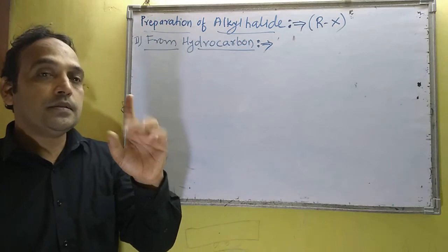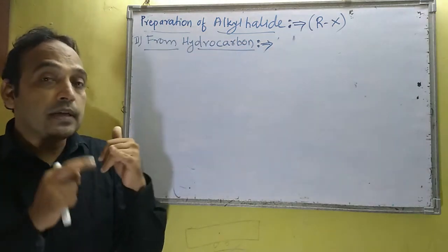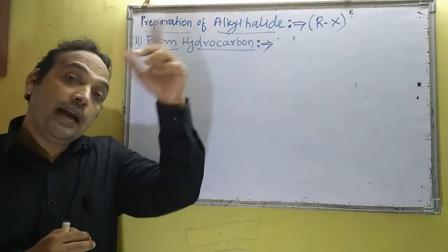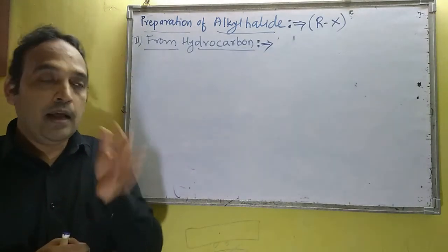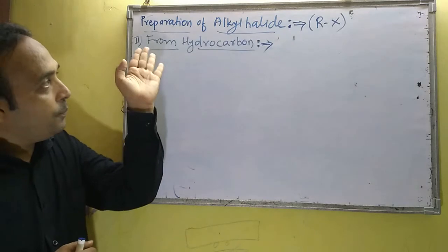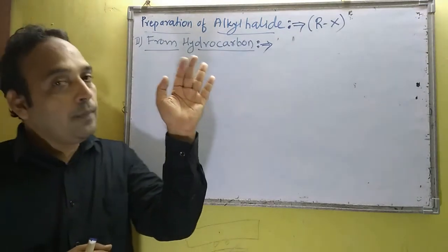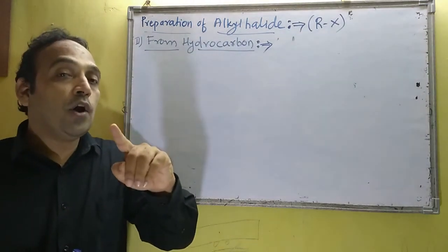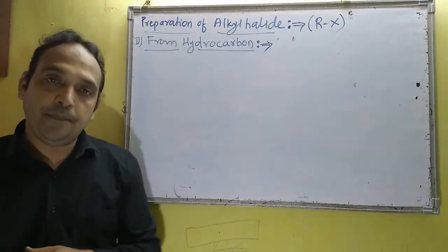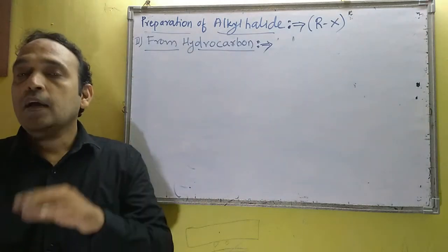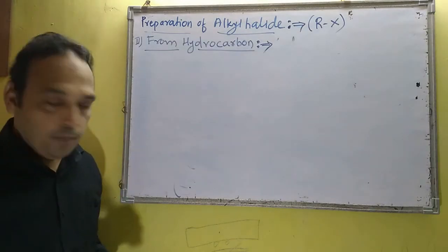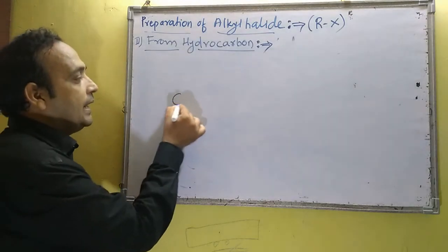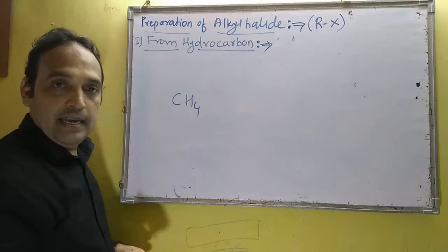Hydrocarbon means saturated and unsaturated, that is alkane, alkene and alkyne. Some aromatic hydrocarbons are also there. Now in this case, we are not going to use alkane for preparation of alkyl halide, because that is not a convenient method. Suppose I am using alkane, for example, methane is given to you.